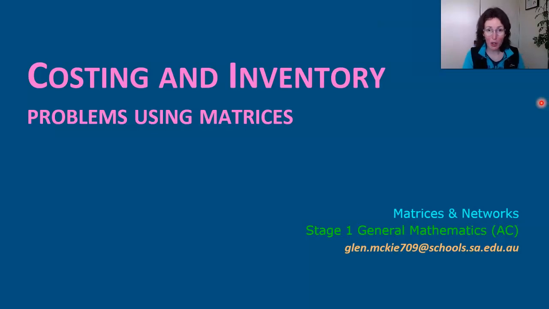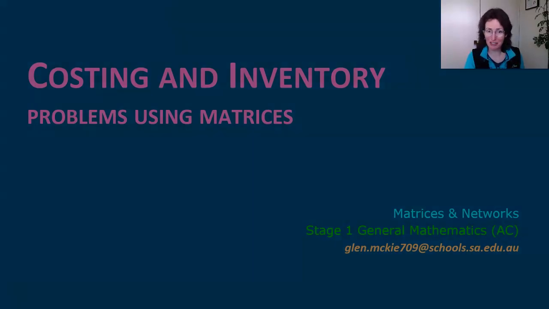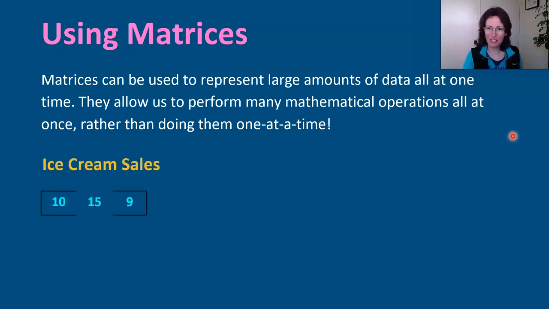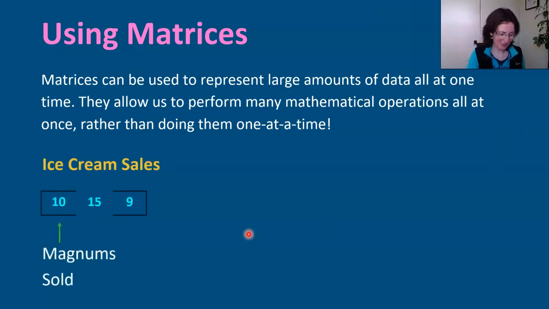Let's work through some worded problems about cost and inventory, as we've been working on before with addition and multiplication, using matrices to represent large amounts of data, numbers, information. We can then perform operations, so operations is addition, subtraction, multiplying, all in one go rather than doing them one at a time. So having a look here at some ice cream sales, let's imagine these numbers here.